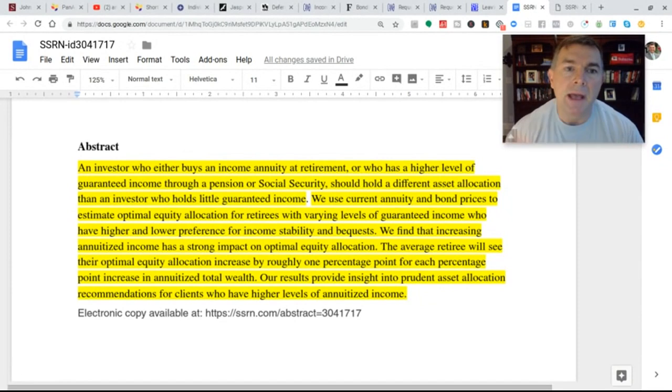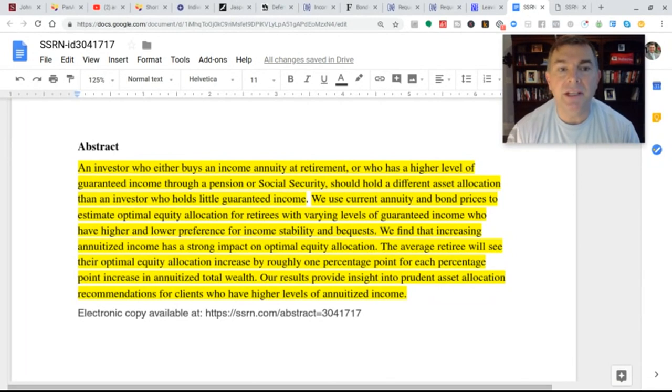So don't overlook this, because you've got to get the academics underneath you before you start looking at some strategies. An investor who buys an income annuity at retirement, or who has a higher level of guaranteed income through a pension or Social Security, should hold a different asset allocation than an investor who holds little guaranteed income. We use current annuity and bond prices to estimate optimal equity allocation for retirees with varying levels of guaranteed income who have higher and lower preference for income stability and bequest.